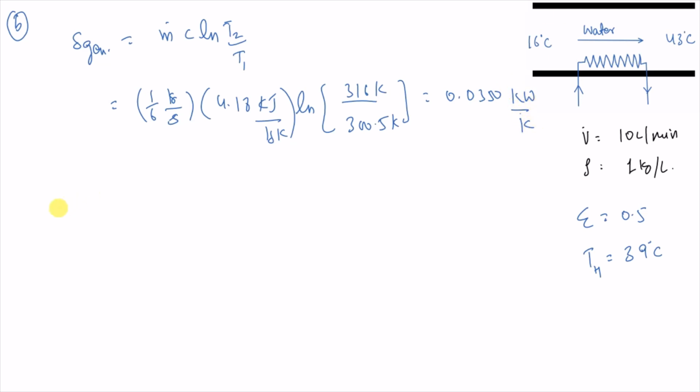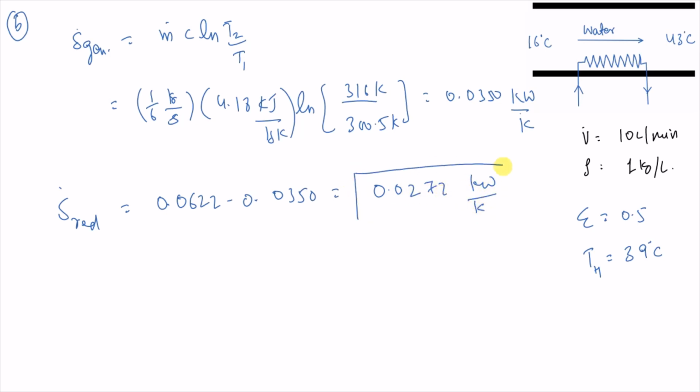So if you calculate the entropy reduction, this is also the rate of entropy generation. So entropy reduction will be 0.0622 minus this one, 0.0350. So we'll get 0.0272 kilowatt over Kelvin. So this much of entropy we are able to reduce if we are using the heat exchanger. So I hope you got the problem. Thank you.